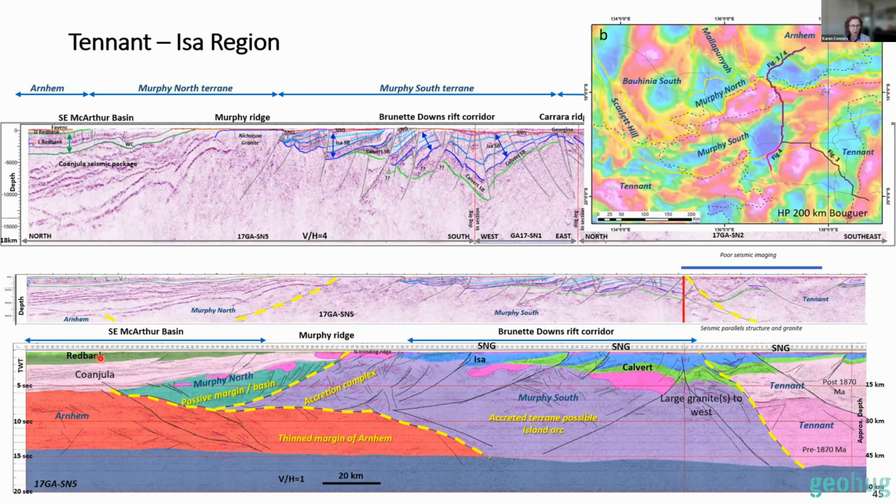So we can see we've got the more uniform red bank here overlying Coangula, the Brunette Downs Rift Corridor overlying the Murphy terrain, which we interpret as an accreted arc. So when we started in plan view with the gravity data, you can see there's a distinct low density zone, which is equivalent with the Murphy North terrain, and it's bounded by this high density zone, the Murphy South terrain. So that highest density here is right at that northern edge. So that's probably a high metamorphic grade accretion complex, and then the accreted terrain to the south.